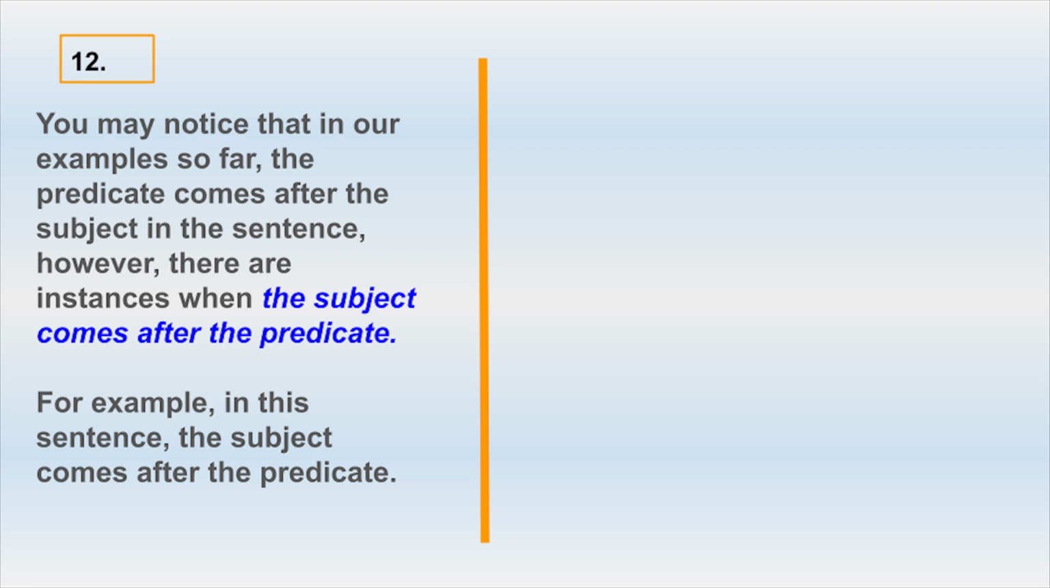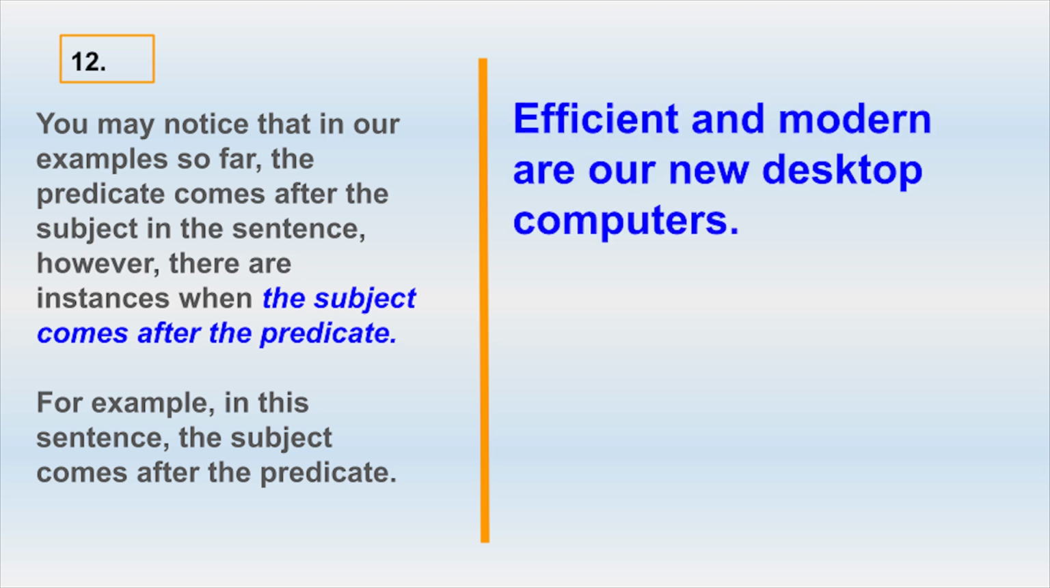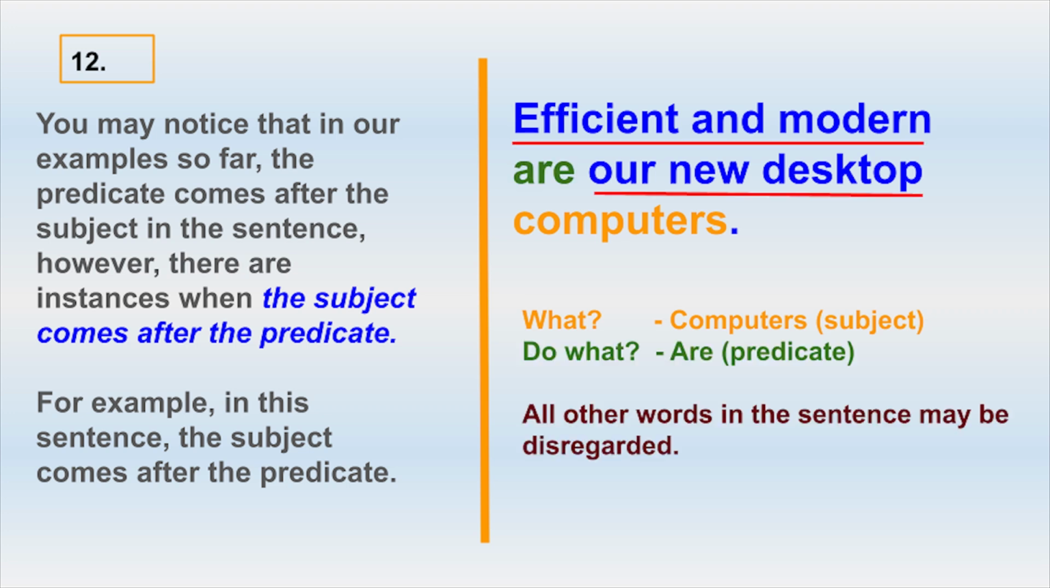Number 12. You may notice that in our examples so far, the predicate comes after the subject in the sentence. However, there are instances when the subject comes after the predicate. For example, in this sentence, the subject comes after the predicate. Efficient and modern are our new desktop computers. For the subject, we ask what? The subject is computers. And do what for the predicate? Are. All other words in the sentence may be disregarded.